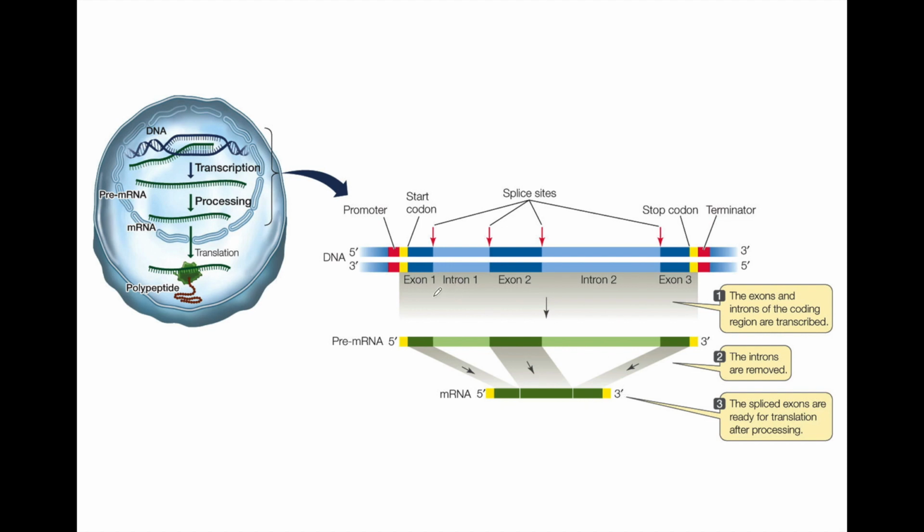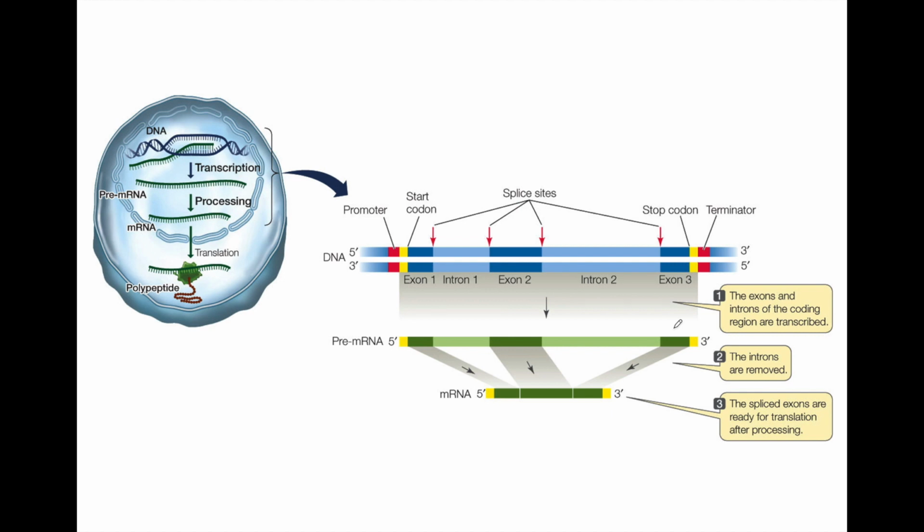So exons do code for the protein you want to build. Introns do not code for the protein you want to build. What you need to do is cut out and get rid of the introns and paste or splice together the exons. That's called RNA splicing, which is the third type of RNA processing.